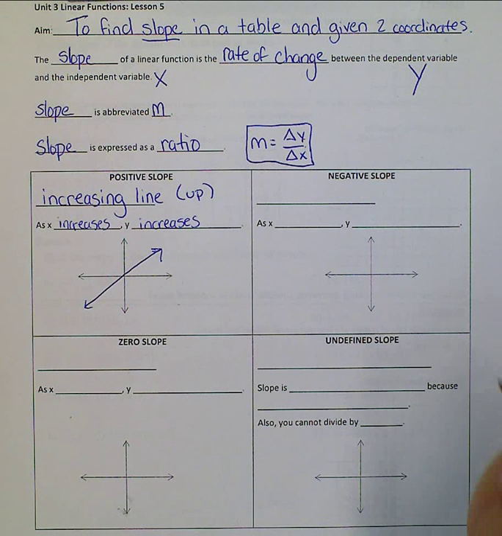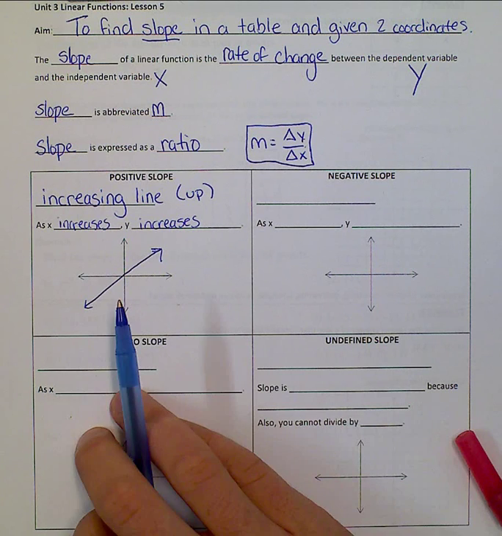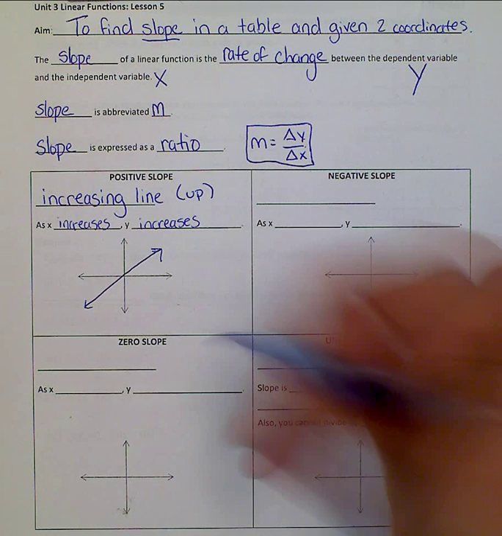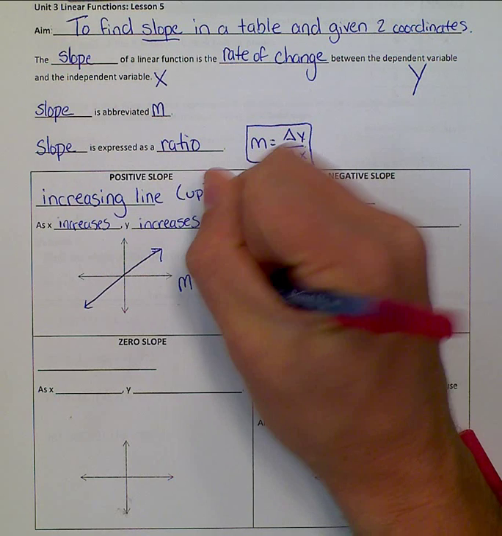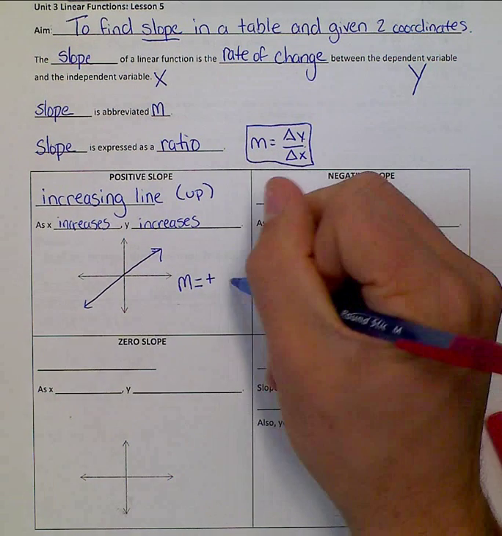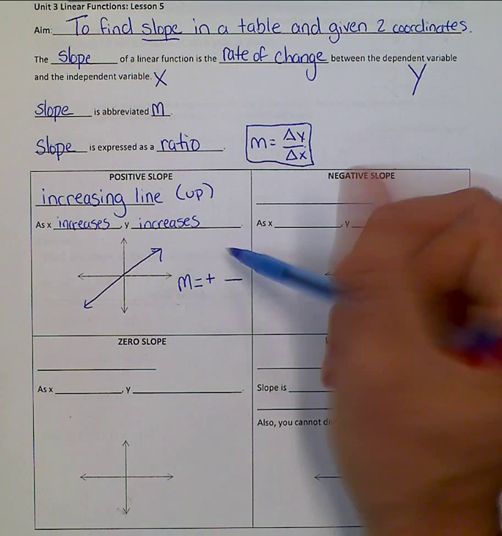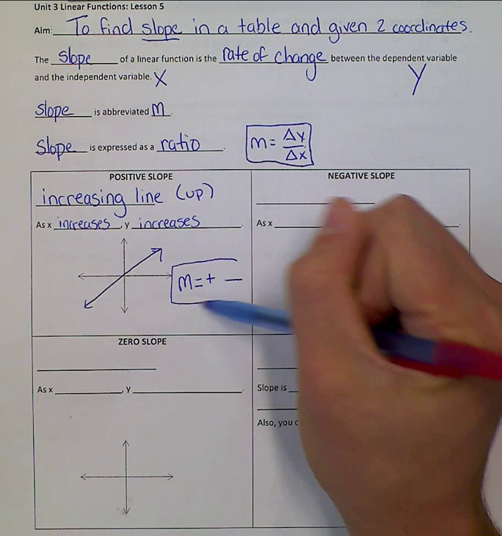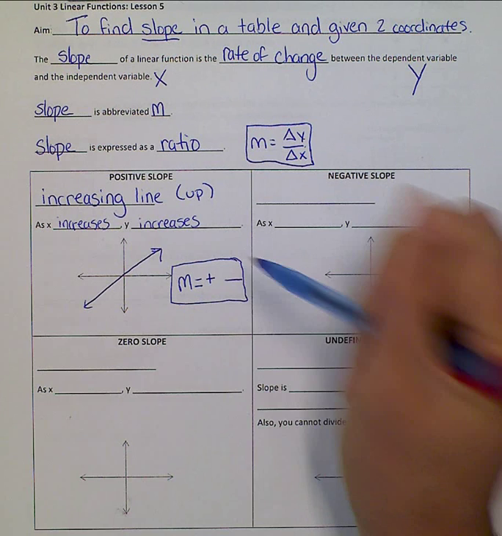So this is really important. When you see a line that's going up, this is giving you part of your answer. When you're writing m equals a number, you should know that that number is positive. Right? We can't get the number here because we don't have a grid, but we should already know we have a positive slope, and then my fraction.